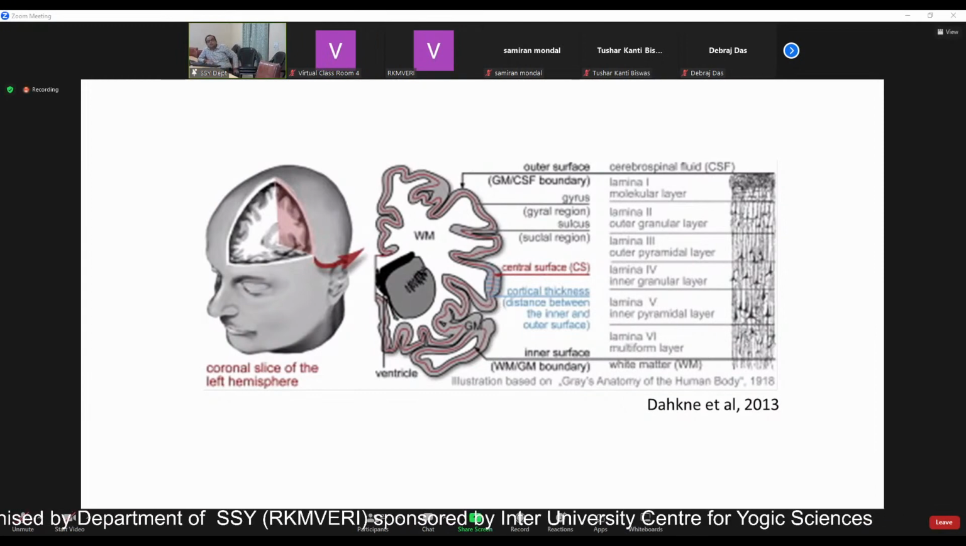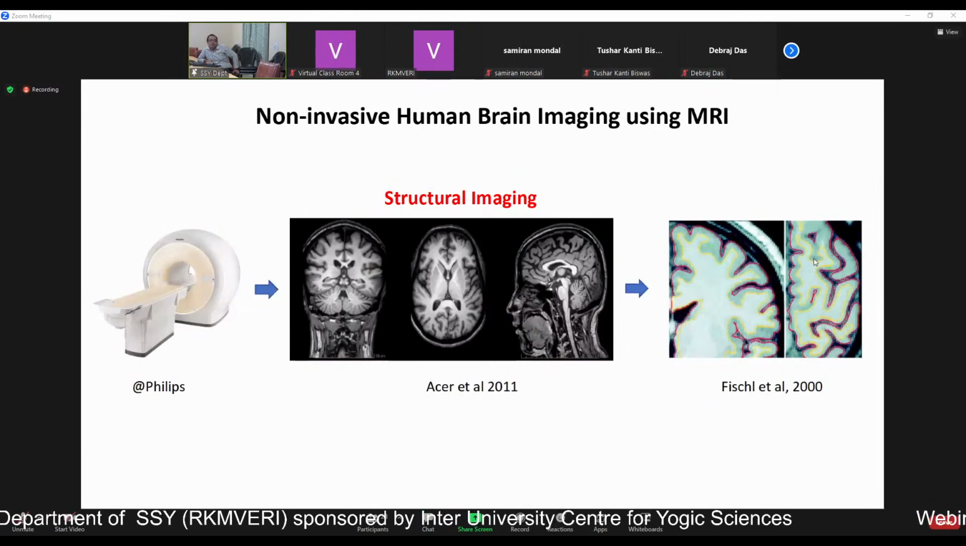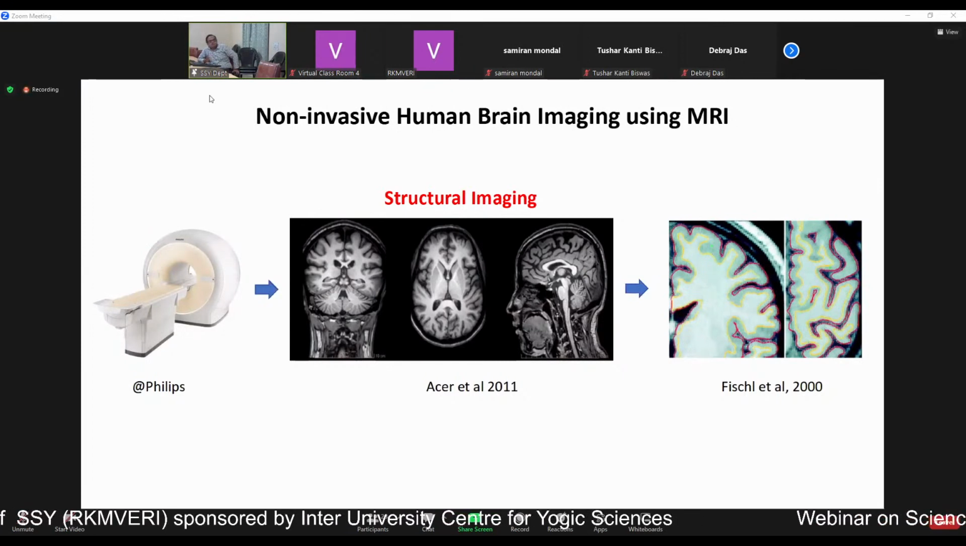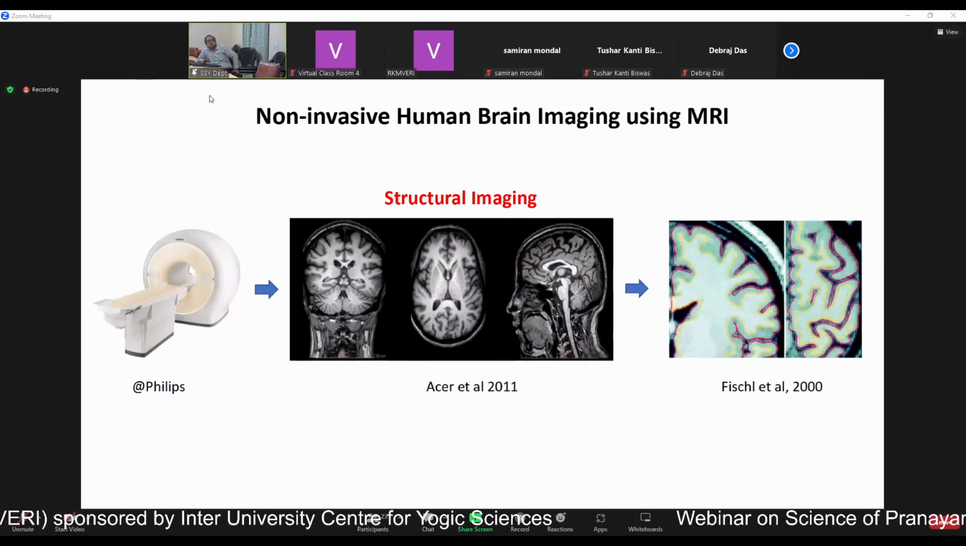Earlier, before the discovery of MRI, people used to study post-mortem brains and use different staining and histological methods to study different structural aspects. But after the invention of non-invasive brain imaging methods, now without opening the brain, even in the live human brain, we can study the structure in some detail.